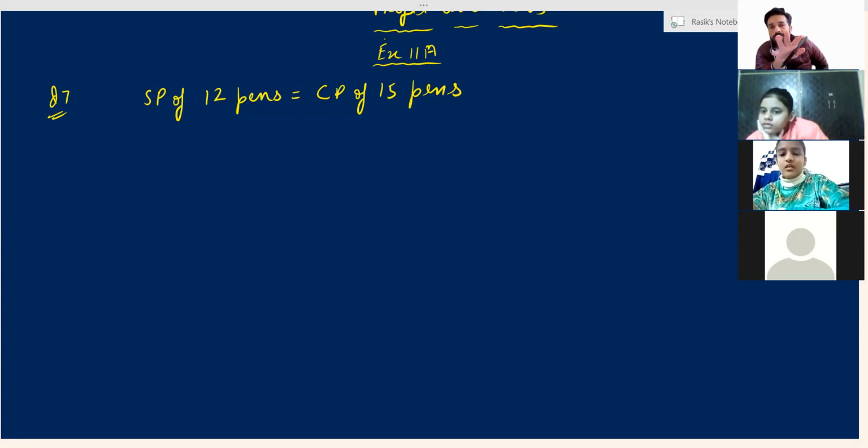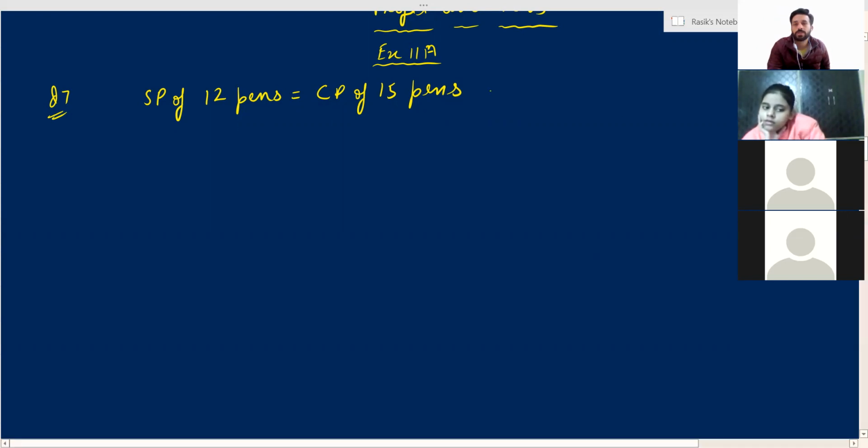Suppose you bought 15 pens for rupees 100. Okay, so in 100 rupees now you sold only 12 pens. That means you still have 3 pens extra with you. That means you are having a profit. So what is the profit percentage? This is what you have to find out in the question.